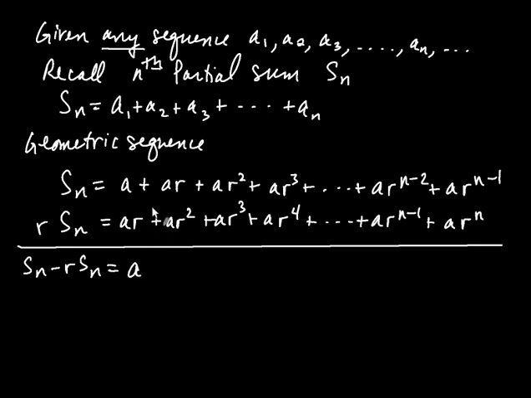And after doing all the subtraction, what remains? Well, cancel, cancel, cancel, cancel, cancel, all the way down the line. ar to the n minus 2 is going to cancel with the ar to the n minus 2 right here. ar to the n minus 1 cancels with ar to the n minus 1. And then what you're left with is minus, right?